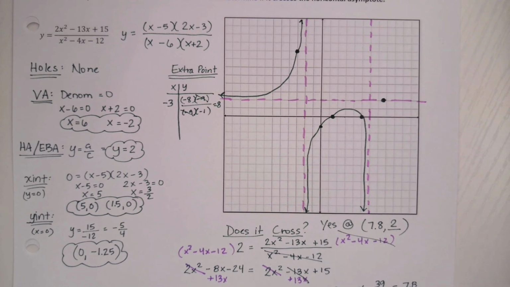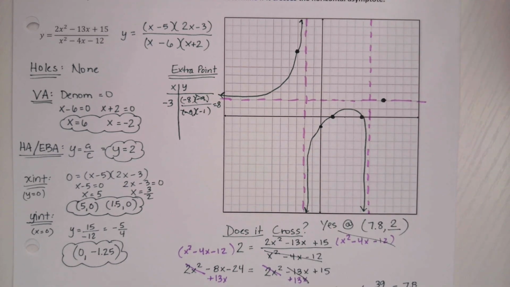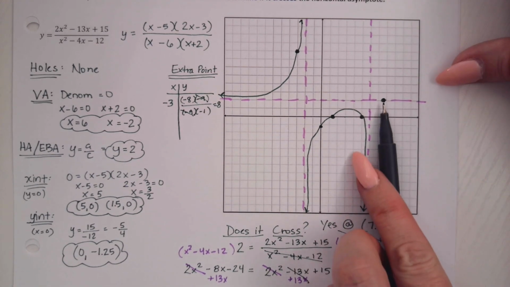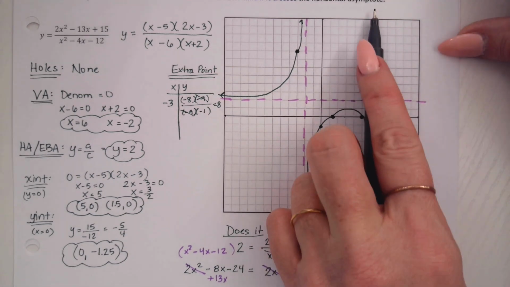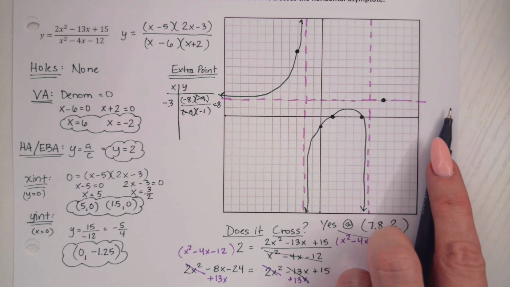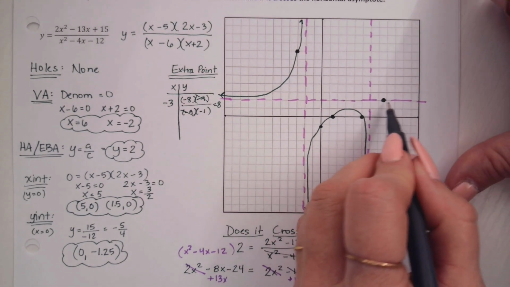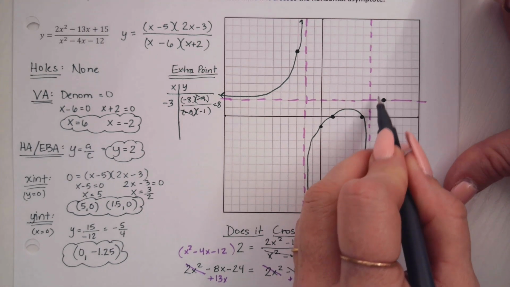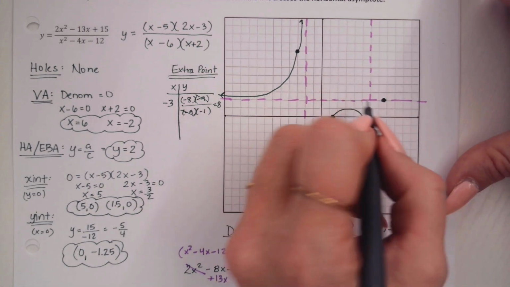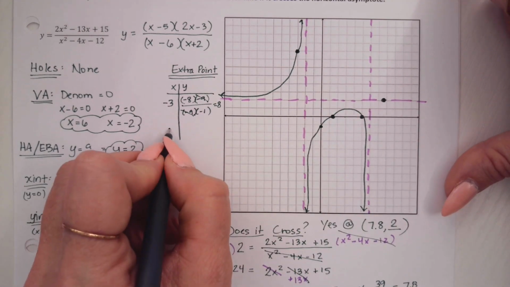And then I have one small issue on the right-hand branch. I know it crosses here, but I don't know if it comes from the bottom up and crosses, or if it comes from the top, crosses, and then hovers around the asymptote. So what are we going to need to find? Yeah, we basically need to find the point that's at 7 and figure out when it's at 7, is it coming from the top or is it coming from the bottom? So I'm going to plug in 7.